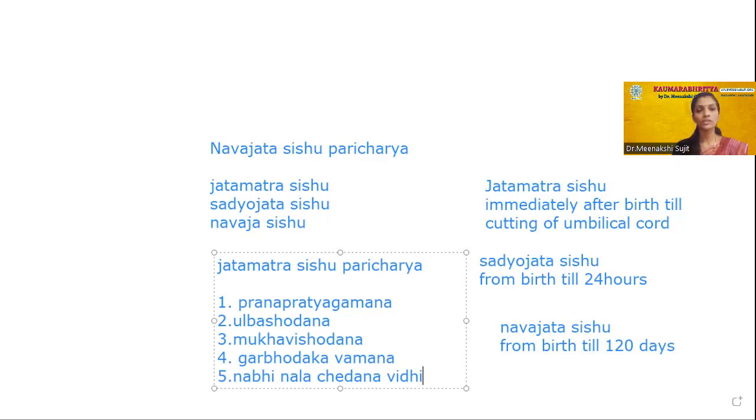Why were they using this Kushta Thaila? To prevent infections. So this was the explanation of Jatamatra Shishu according to our Ayurveda, that is Pranapratyagamana, Ulbashodana, Mukhavishodana, Garbhodaka vamana, Nabhi Nala chhedana.